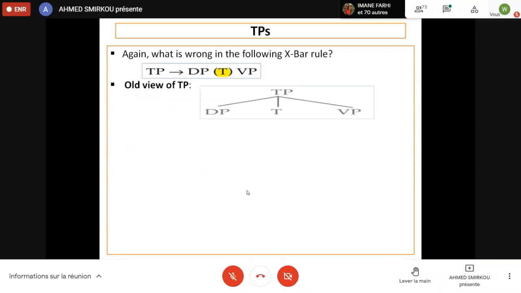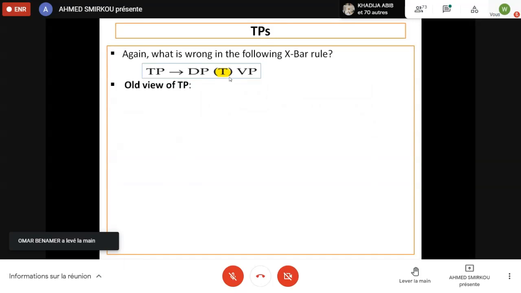This is the old view within X-bar theory: TP, DP, T, and VP. It's problematic because, and why? Can you explain, Miss Dunia, why it is optional? Because sometimes we can have a tense and sometimes we cannot have it within the sentence. Give me examples. For example, when we have auxiliaries, yes, there is a T. For example, you can do it. Can is the tense. And when we have sentences like I like couscous, there is no auxiliary. So this is the reason why T is optional.